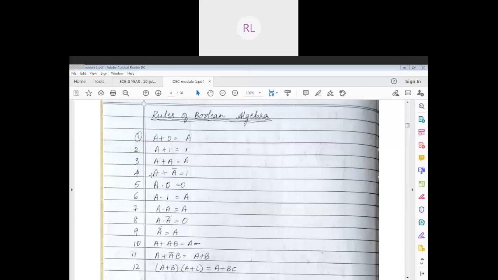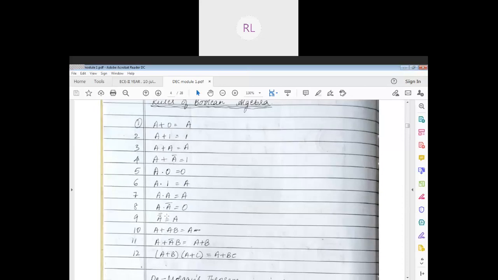Any variable added with its complement gives me 1. So let us take a as 0. Then 0 plus 0 bar is nothing but 0 plus 1, which is 1. Anything multiplied with 0 gives me 0. Multiplied with 1, it gives me the same value. Why is it dependent on this value? Because if a is 0, the value changes to 0, and if a is 1, it's going to be 1. So ultimately the value is very much dependent on a.